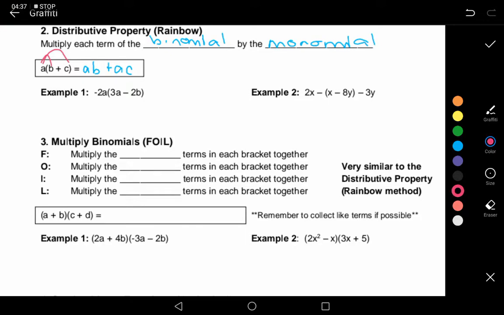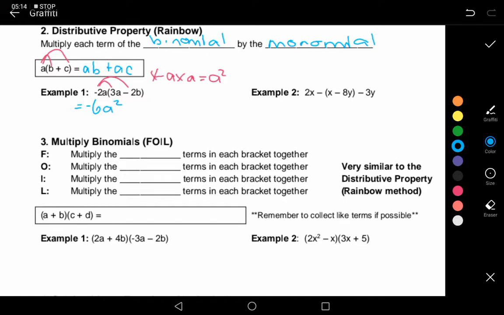So again, I always draw these little rainbow type things just to remind me of what I am doing. So we have negative 2a times 3a. Okay, so first we're just going to multiply out our integers. So negative 2 times 3 is negative 6. Okay, and then we have a times a. So this is going to be something you're going to want to know. Remember, a times a is not 2a, it's a squared. Okay, so here we have negative 6a squared.